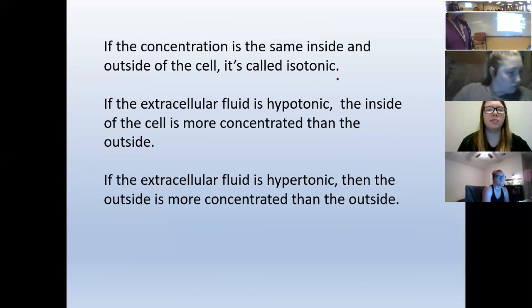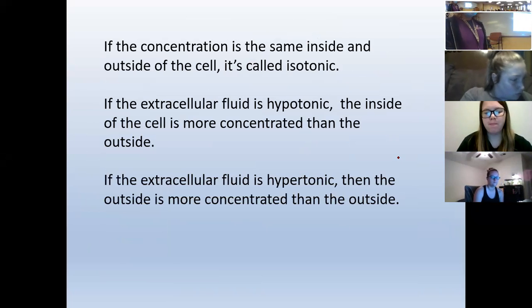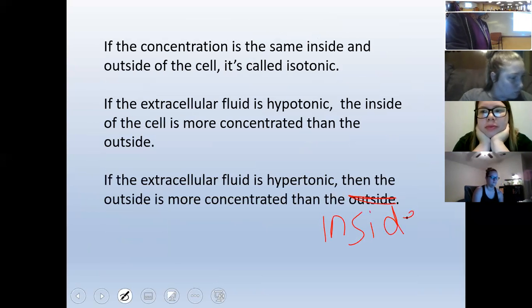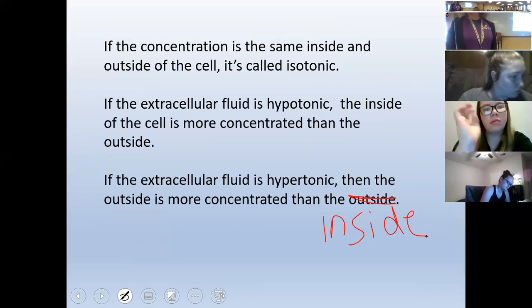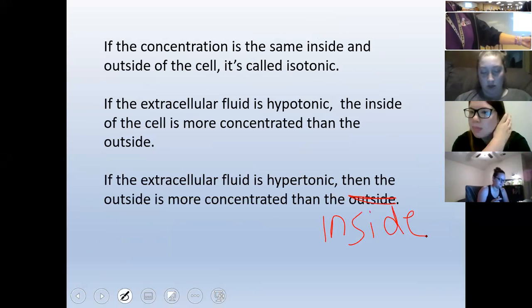Okay, I think we did talk about this though, right? Isotonic, hypertonic, hypotonic. I really need to fix that. Yes, because you can't be more concentrated on the outside than on the outside. That doesn't work, does it?